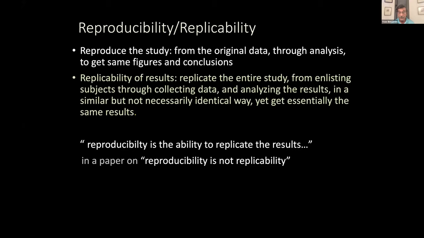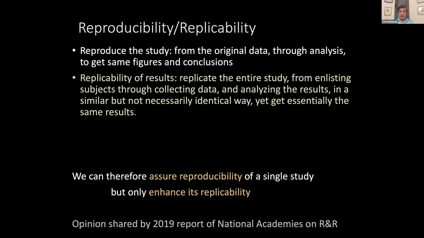And evidence for that is the sentence "reproducibility is the ability to replicate the results," which appeared in the paper whose title was "Reproducibility is not replicability." So the point is that the terminology is not that important, but the important idea is that we can assure the reproducibility of a single study, but we cannot assure its replicability. We can only enhance the replicability of a single standalone study. And this is also shared by the National Academy report on reproducibility and replicability.